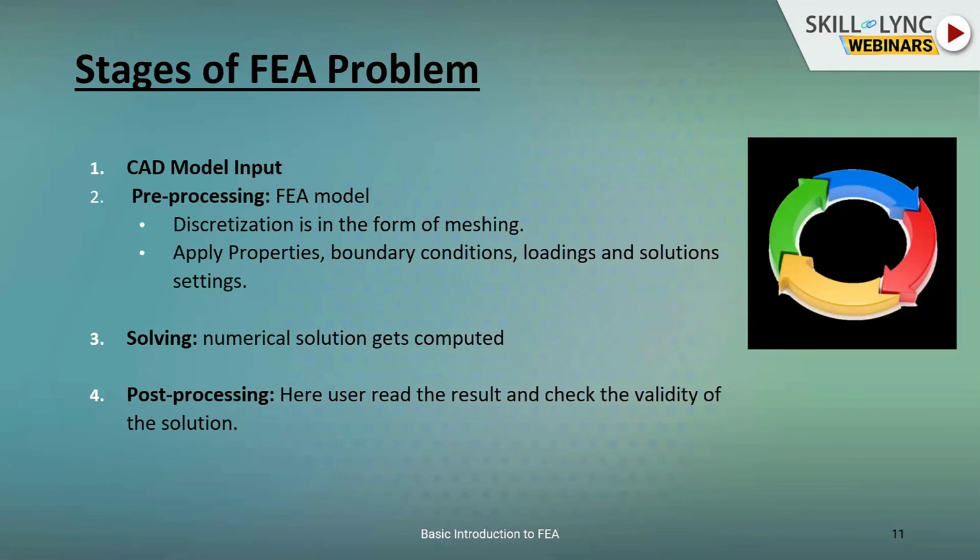Then in post-processing, we review the results and validate them. If we find the stresses are too high, or the results are not satisfactory and we have to do some design changes, then again you go back to the CAD cycle, do the CAD modification, and again pre-processing. So this cycle keeps repeating until you find the correct solution.